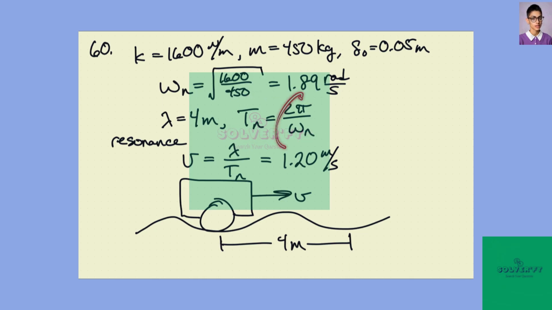So we know this, we can calculate this, and it turns out that it is actually pretty slow, 1.20 meters per second. So if we run this thing over, then we'll start to get it bouncing quite a lot. And you might have actually experienced this a little bit if there's some kind of wavy road that's consistently wavy. You might have seen that if you went over it at a certain speed.